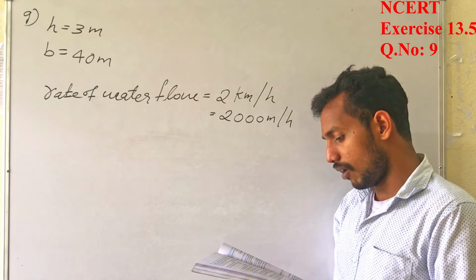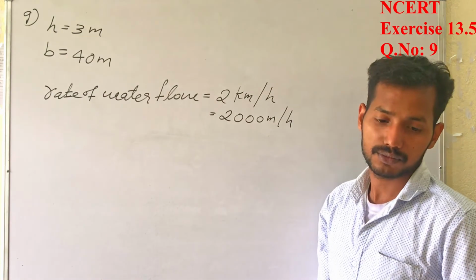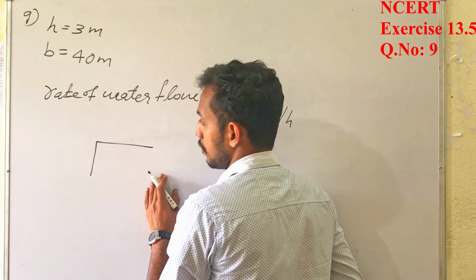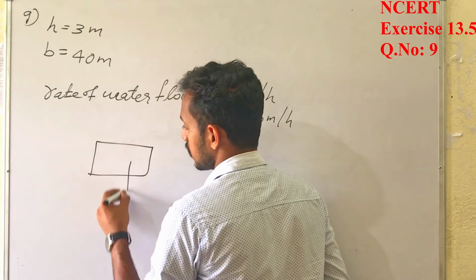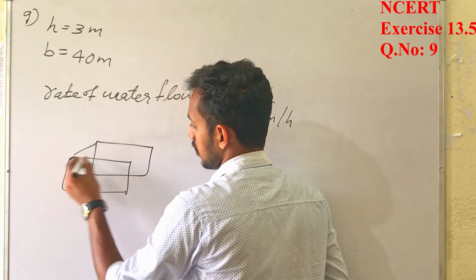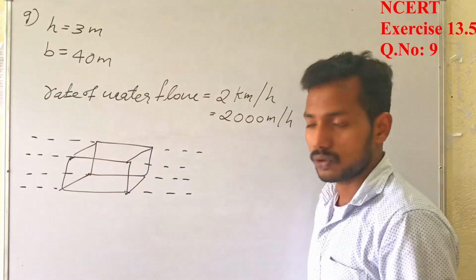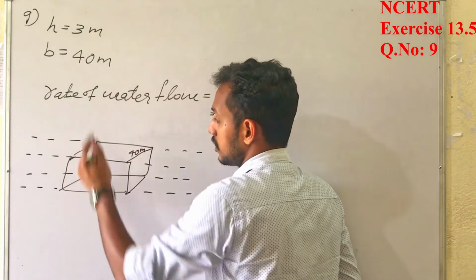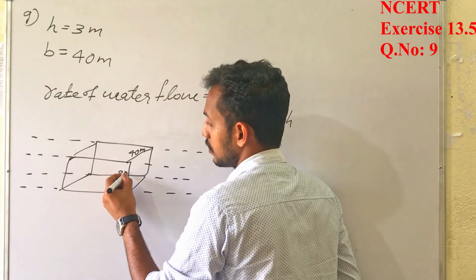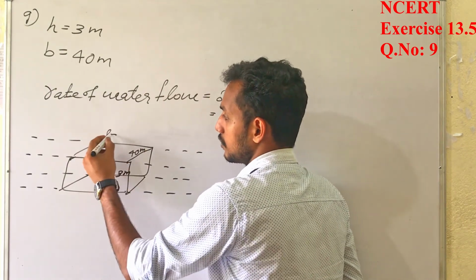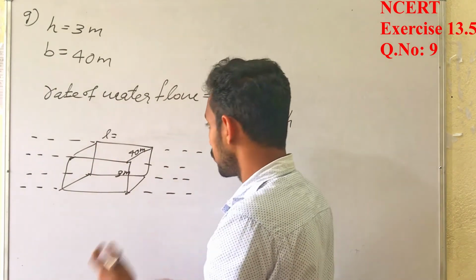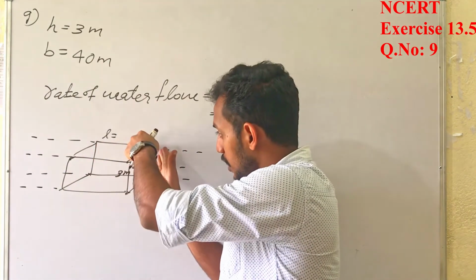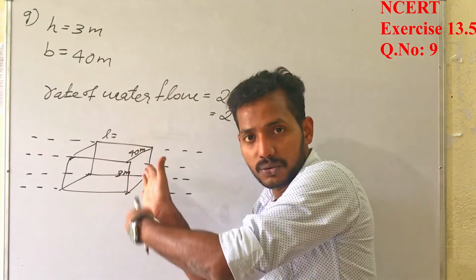How much water will fall into the sea in a minute? How much amount of water will fall into the sea in a minute? So we can consider this river as in the shape of a cuboid. So this is the width of the river, that is 40 meter, and height is given 3 meter. Length is not given. That means this is the cross section.